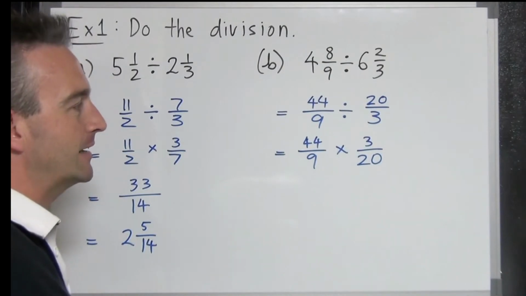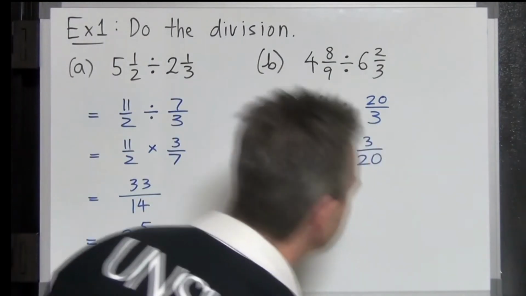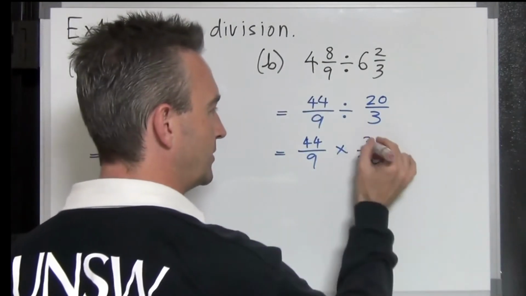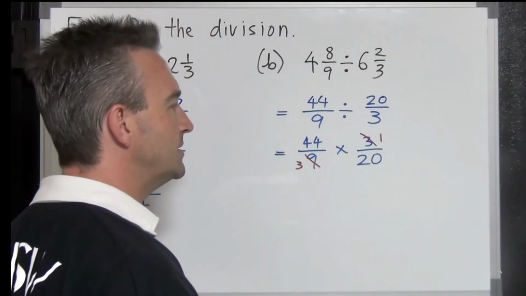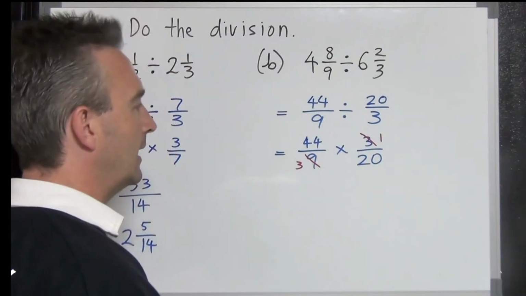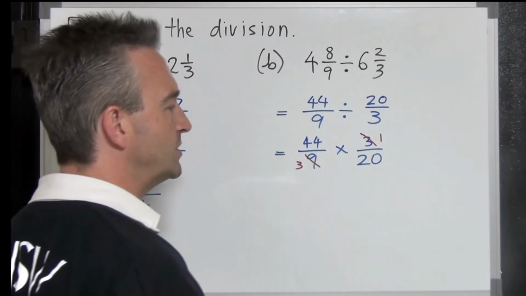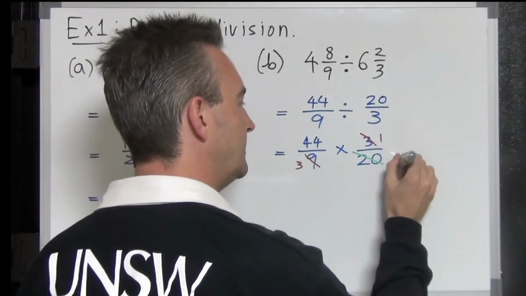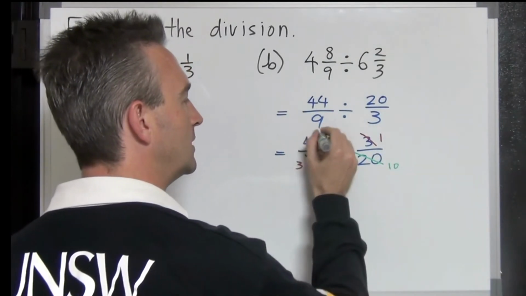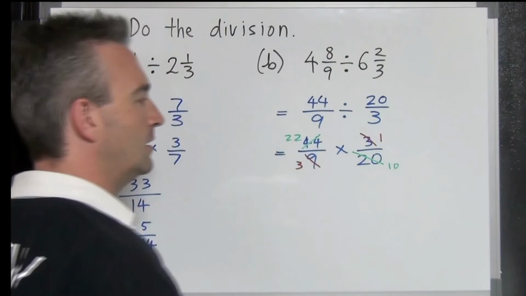So, can anything cancel here? I think so. We've got a 3 and a 9. So 3 goes into 3 once. 3 goes into 9 3 times. Anything else? Yeah, 2, 44 and 20. 2 goes into 20, leaves 10. 2 goes into 44, leaves 22.